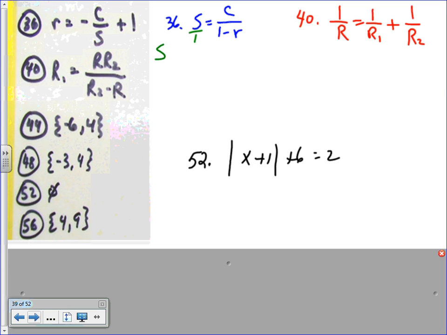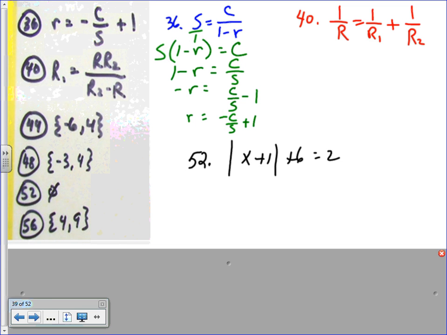So S times the 1 minus R equals 1 times C is C. In that problem, I don't want to distribute the S because I can now get rid of it now that my parentheses are gone. Let's divide by S. So C over S, and then I need to subtract a 1. So negative R equals C over S minus 1, and then if I multiply through by negative 1, I get R equals negative C over S plus 1. Is that what that says? Yes, it is. There you go. Okay?